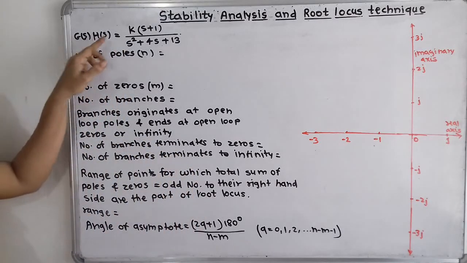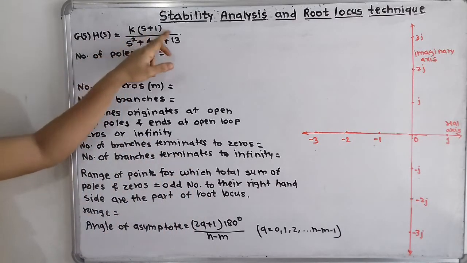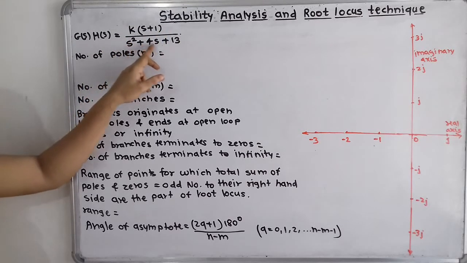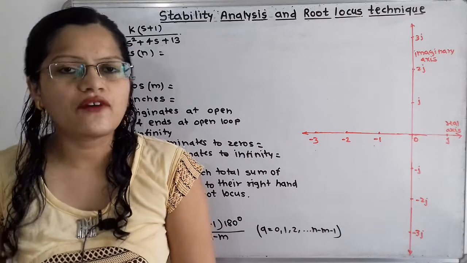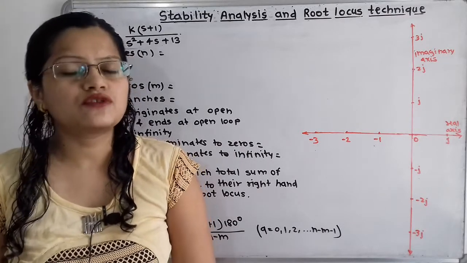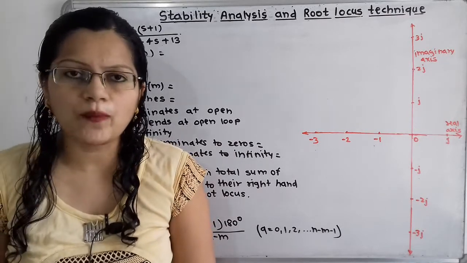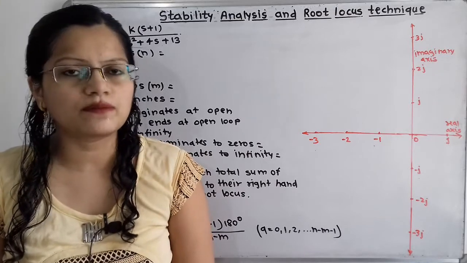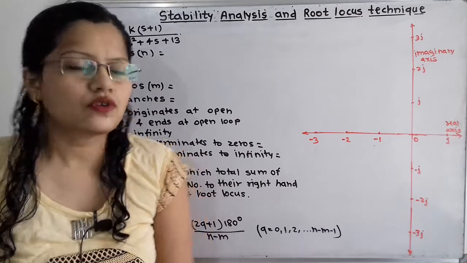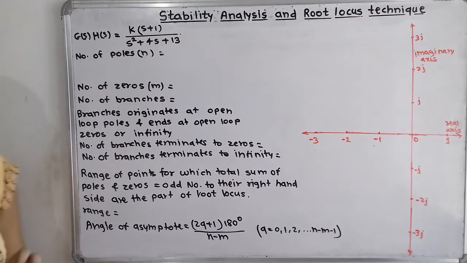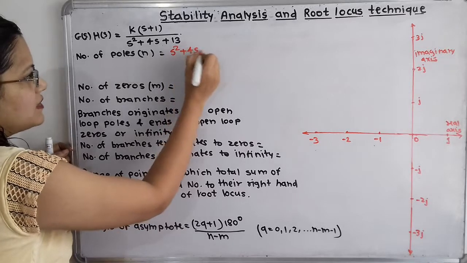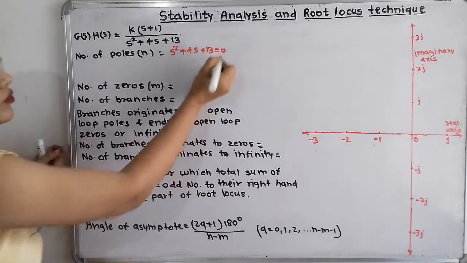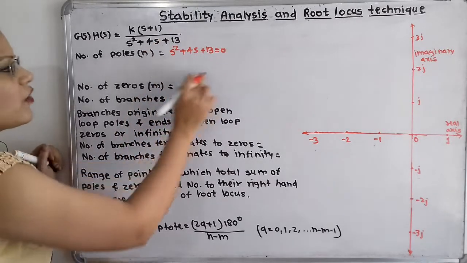G of s H of s is equal to K (s plus 1) divided by (s square plus 4s plus 13). Now what is the first step? First step is to find out the number of poles, that is n, and the number of zeros, that is m. So to find out the number of poles n, we have to take denominator equal to 0, that is s square plus 4s plus 13 is equal to 0. Now we will find out the roots.